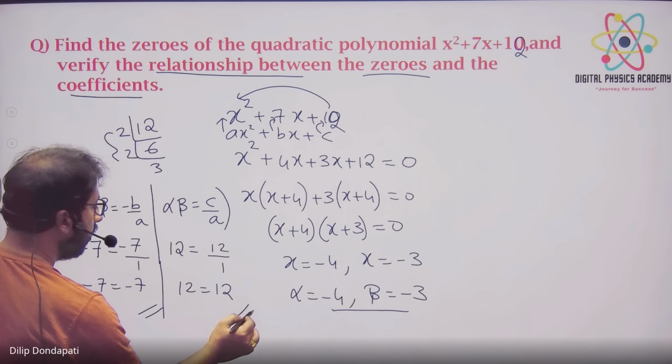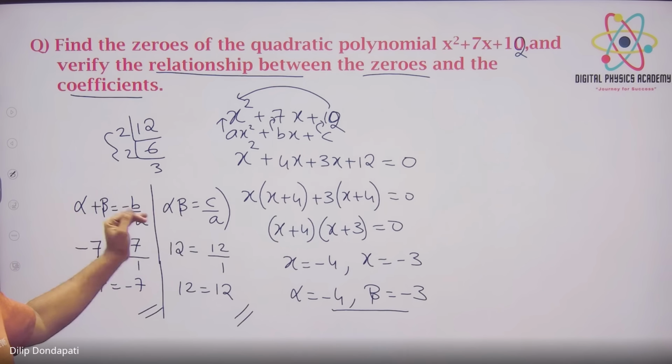This is a method you have to know. He will tell you to find zeros, just splitting the middle term. That is alpha beta. And he will tell you to find the relationship. Use the formula and verify.